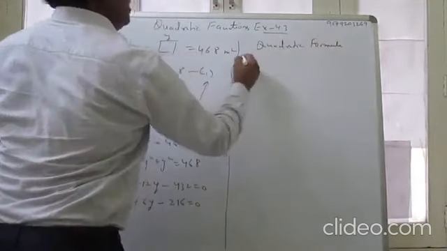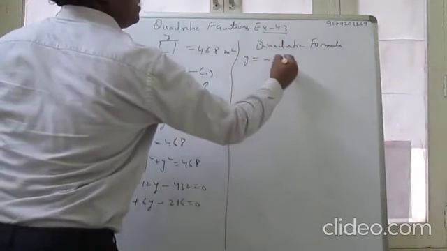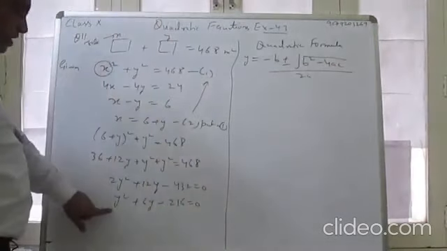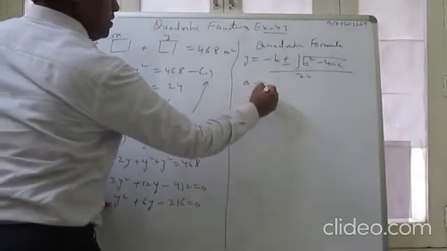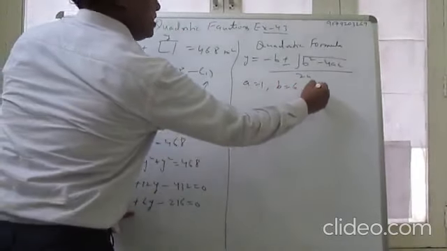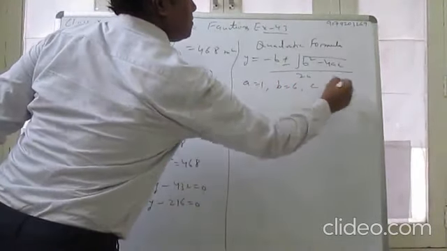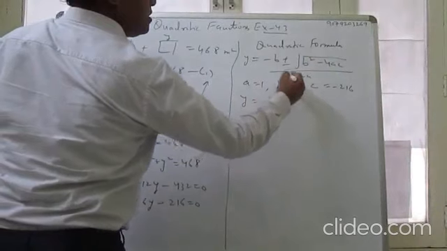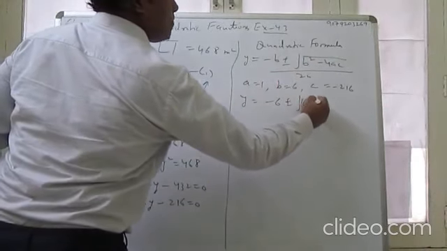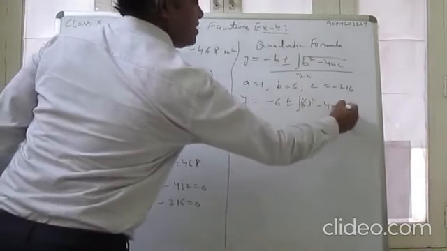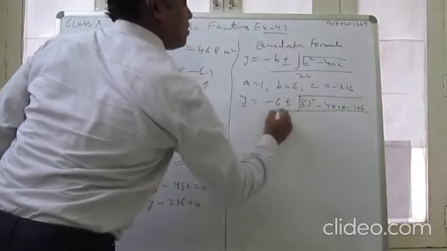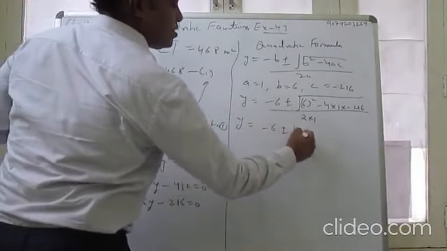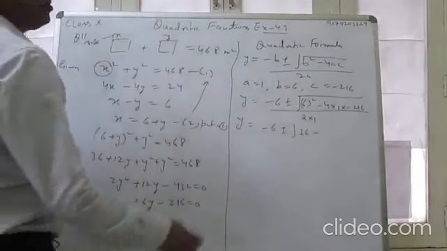So you write the quadratic formula first. y is equal to minus b plus minus under root b square minus 4ac upon 2a. In the given equation here, a is equal to 1, b is equal to 6 and c is equal to minus 216. Now y is equal to minus b is minus 6 plus minus 6 square minus 4 into a is 1 and c is minus 216 upon 2 into 1. So y is equal to minus 6 plus minus 36 minus 4 into 216.